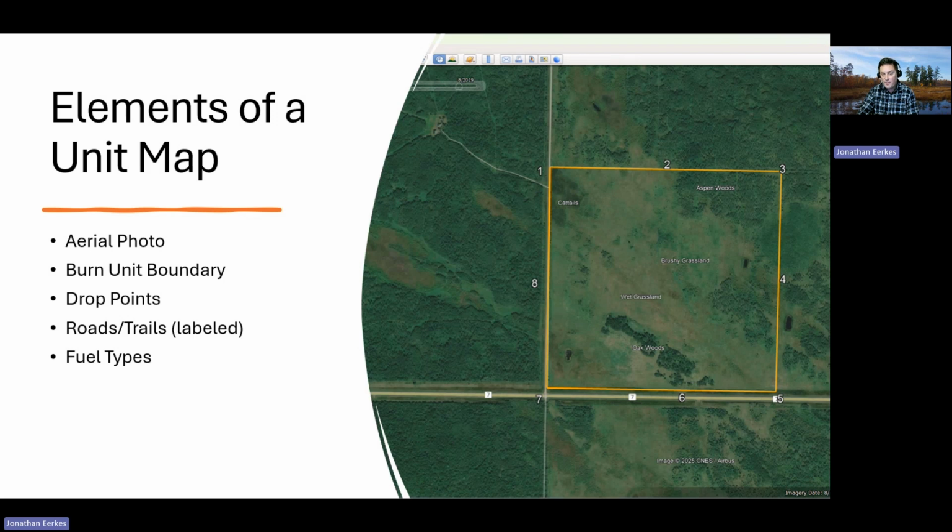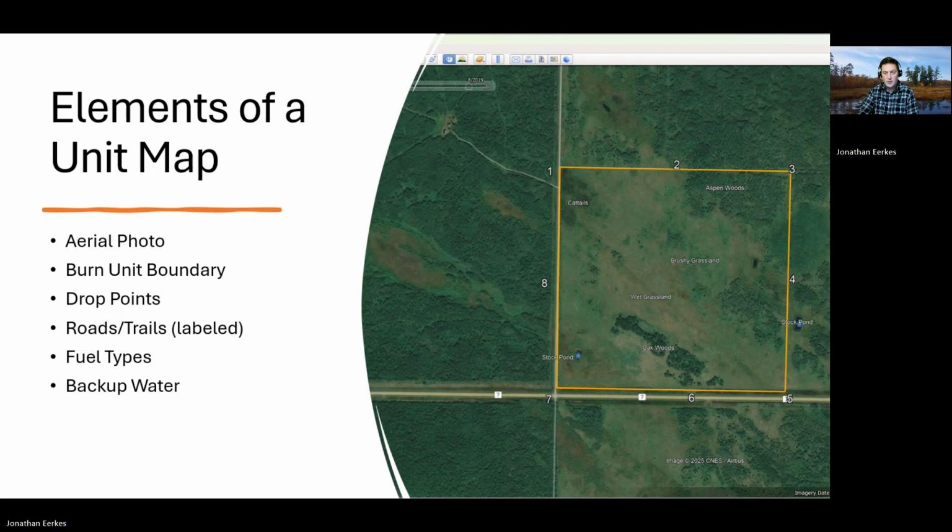Labeling concentrations of hazardous fuels, such as the cattails in the northwest corner, is also important. This basically allows people to know by looking at a map what is coming ahead and adjust their tactics as a result. The next step is to label the location of backup water sources. Here, 2 stock ponds are identified that could serve as locations for a portable pump.